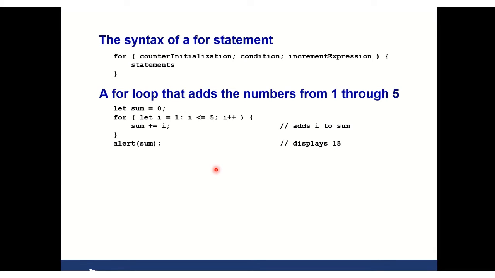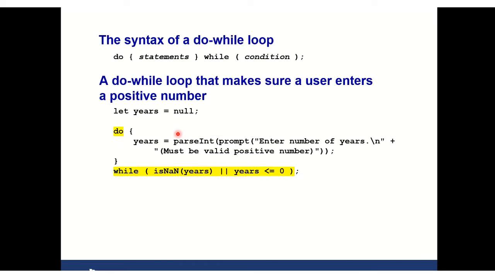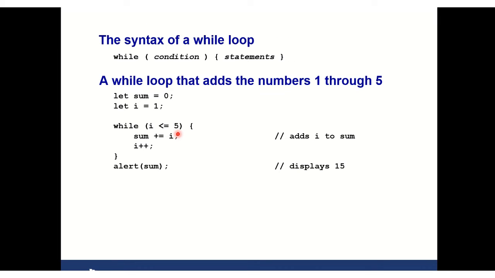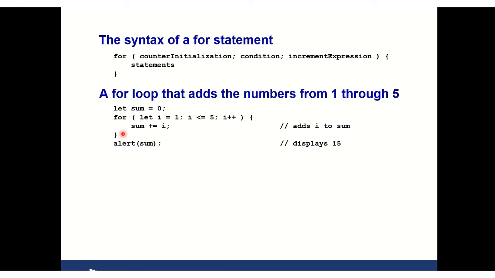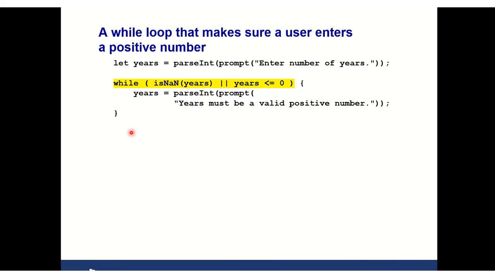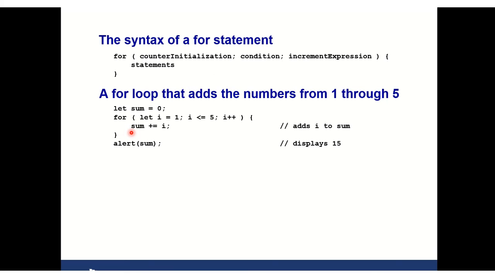Now, you can see a for loop that adds the numbers from 1 through 5. Okay, this is the example. We have done it before as well. You see here, this is not exactly the same, but kind of similar. But here you can see, it's exactly the same actually. You start with 1 and then add until it is less than or equal to 5.